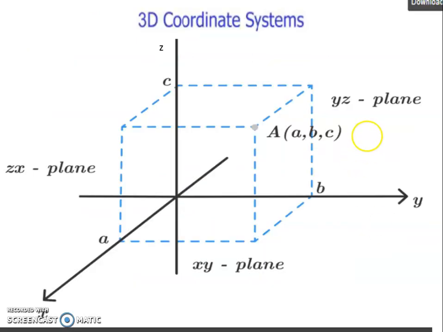And the 3D coordinate system is represented here. Here is the x-axis, this is the xy plane, this is the yz plane, and this is the zx plane, with x-axis, y-axis, z-axis, and a point A is represented here. The coordinates are: x coordinate is a, y coordinate is b, z coordinate is c. Here x coordinate is a, y coordinate is b, and z coordinate is c is represented here. The point A has coordinates a, b, c.